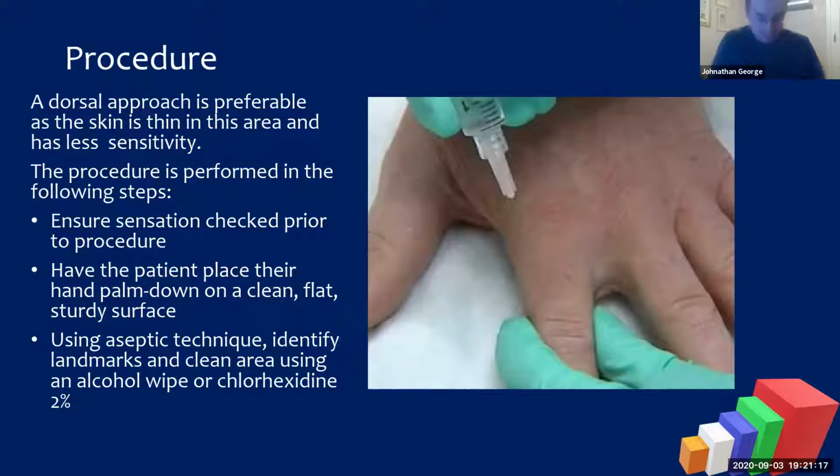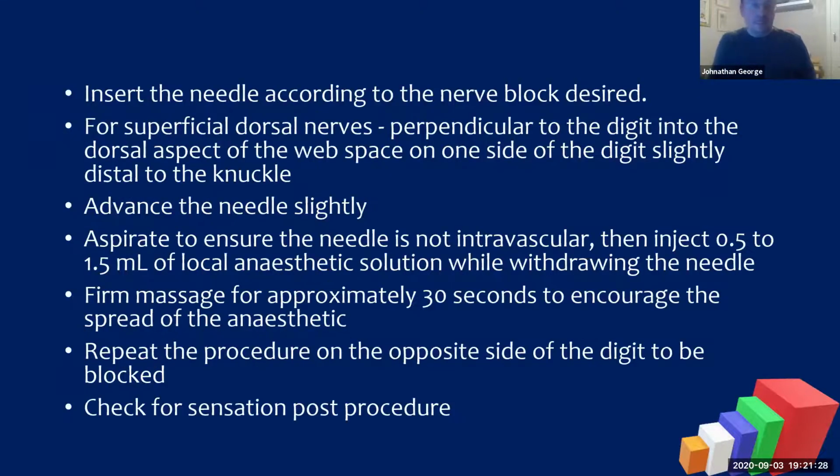Then hand flat, clean the area. Make sure you've cleaned yourself as well, that you've washed your hands and you've put on your proper PPE. Check your landmarks. Draw up your medication. Insert it into the skin. So you want to be going perpendicular to the digit, needle going straight in. Aspirate, so you want to make sure that you're not in a vein or an artery. And then slowly inject about 0.5 ml to 1.5 ml while you're bringing it back out again.